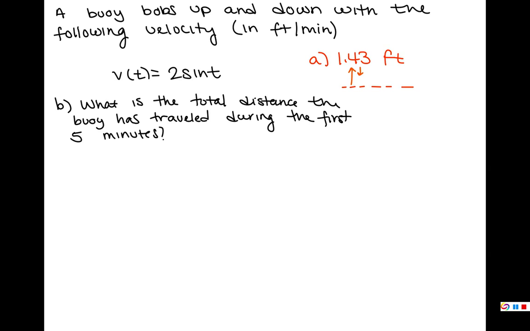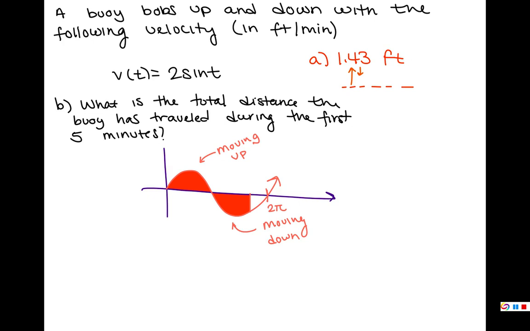And so if I want to find the total distance traveled during the first 5 minutes, I have to really think about what the graph of this velocity function even looks like. And so I have graphed my velocity function just really lightly. And I graphed this by thinking back to trig class. So I know when we have a sine wave, it goes through the origin, and then it goes up and then down. And then I guess the amplitude would be 2 because of that 2.